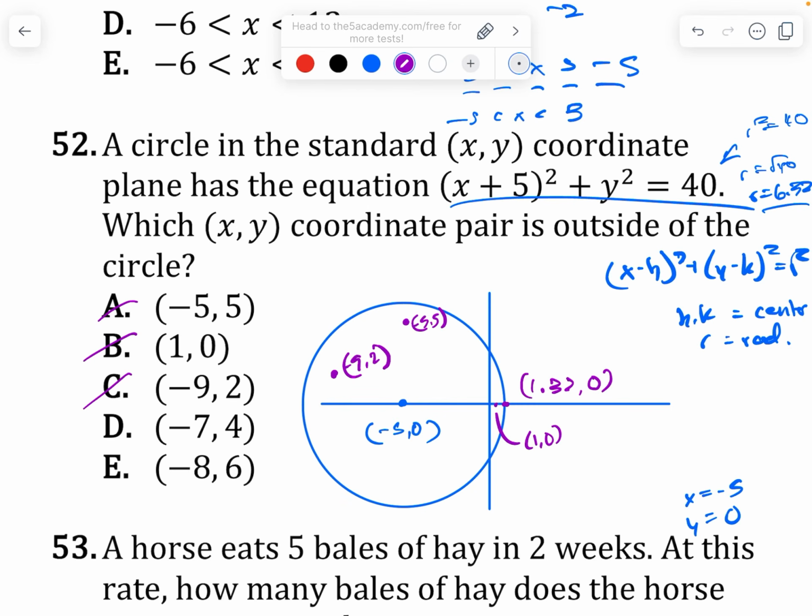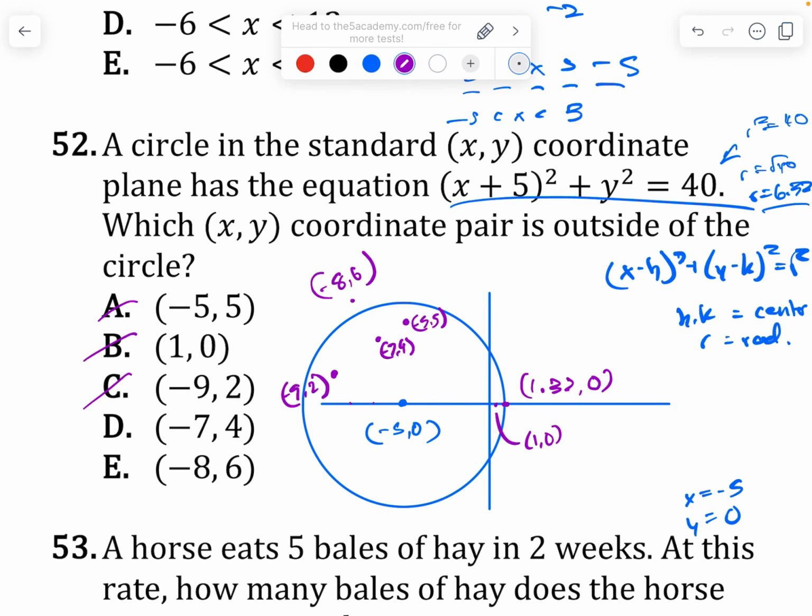Negative 7, up 4. Let's check where that one might end up. Negative 7 is going to be right here, and then up 4, you're going to end up right here. I think that's in the circle. Negative 8, comma 6. Okay, this one might be tough. Negative 8 and then up 6. So remember, we can go up 6.32 in this direction, but 6 straight in this direction might be a little too far. So if I had to guess, that one's out of the circle.